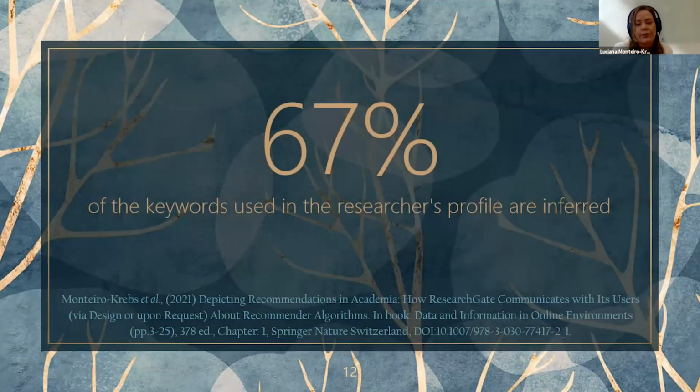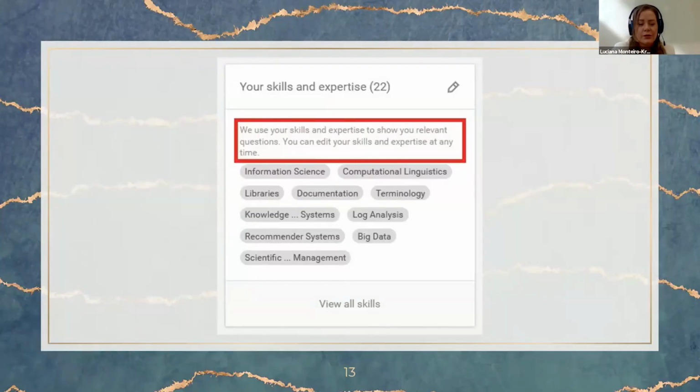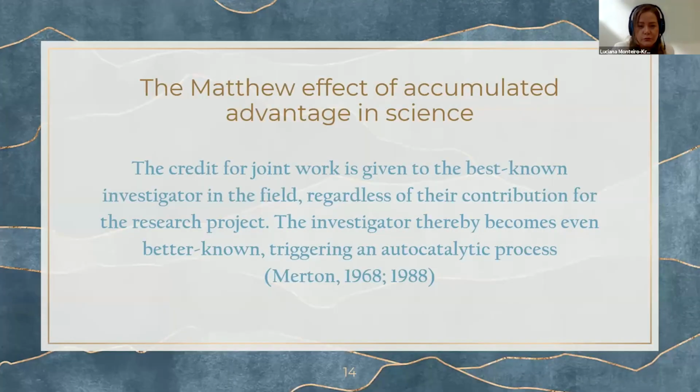And here's a good example. As for profiling, I found that 67% of the keywords used in the researcher's profile are inferred, which means that the majority of the words defining the user's interests are not informed by the user, but created by the system. These 67% are also hidden behind the interface and cannot be edited by the user. So this message on the interface saying that the user can change the profiling keywords to improve recommendations is true only for 33% of the keywords, giving the user a false sense of control.